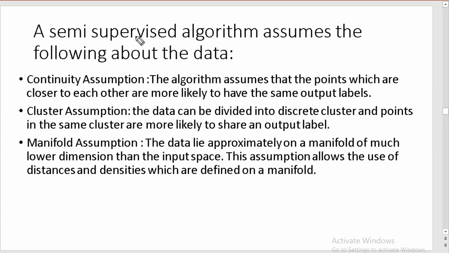A semi-supervised algorithm assumes the following about the data. First is the continuity assumption. The algorithm assumes that points which are closer to each other are more likely to have the same output labels. Next is the cluster assumption. Here, the data can be divided into discrete clusters, and points in the same cluster are more likely to share an output label.